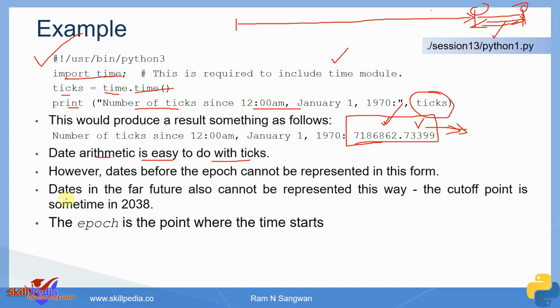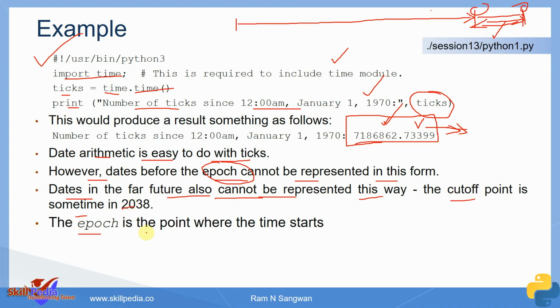Dates in the far future also cannot be represented this way. This is a problem. Dates before the epoch cannot be represented in this form. Date before epoch means a date before this particular date. You cannot represent dates before this particular date in this form. Also, in the future, you cannot represent future dates. The cutoff point for this is sometime in 2038.